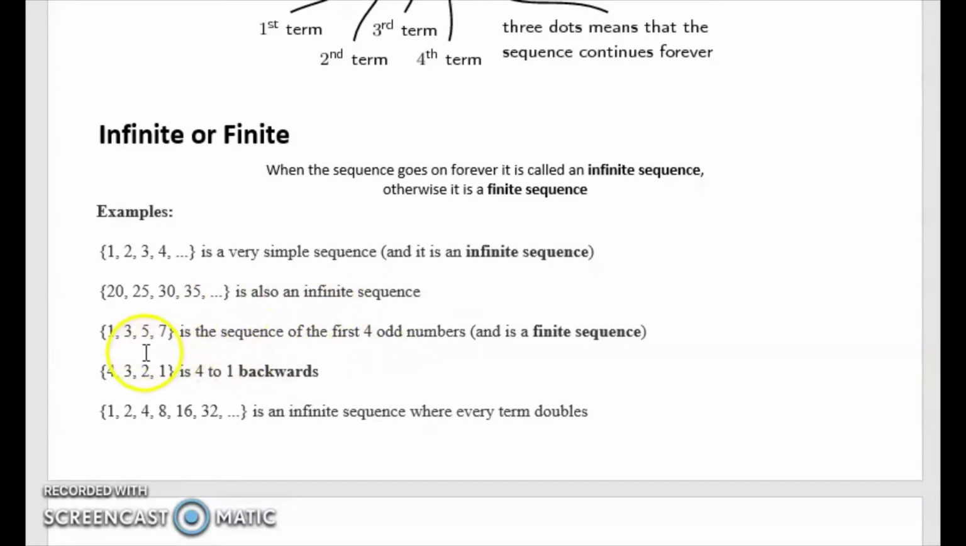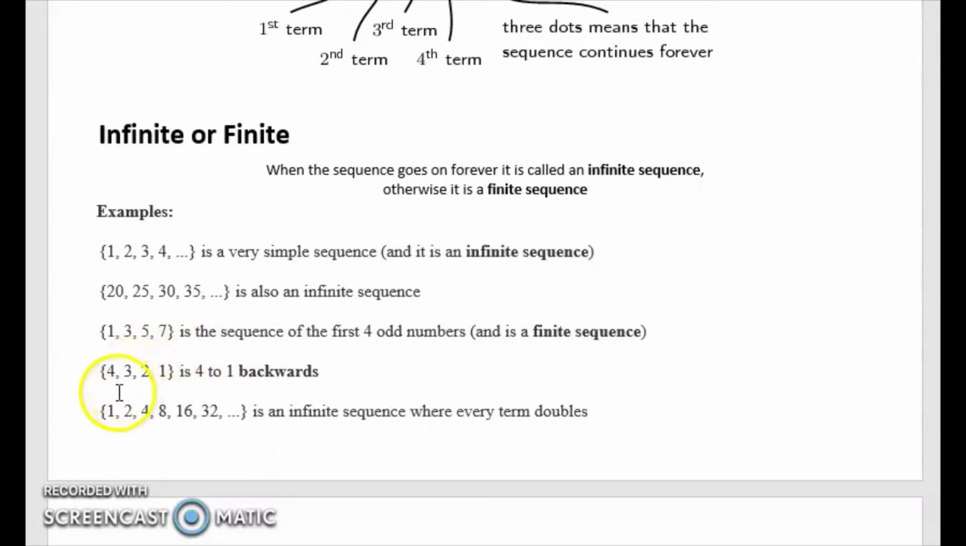The third example is 1, 3, 5, 7. Now, we don't see the ellipsis or the three dots anymore, so it means it stops. It is the sequence of the first four odd numbers. So it is a finite sequence, because the three dots are not present anymore.